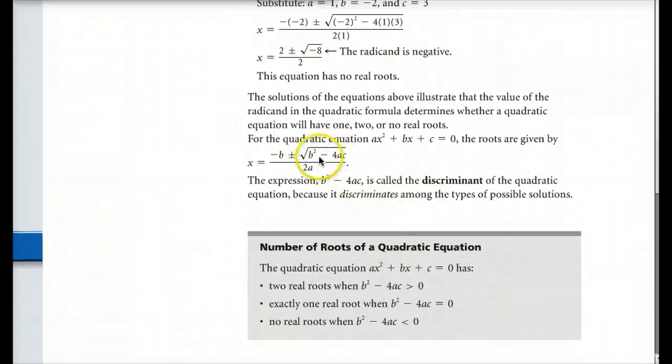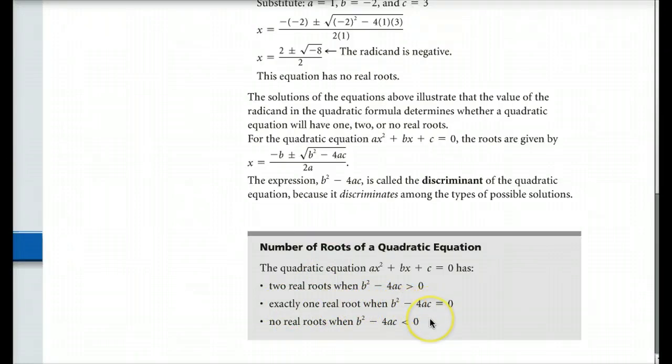The second case is, what if the discriminant b squared minus 4ac equals 0? Look back here, if this equals 0, there's no difference, you plus minus 0, right? So that means you still have two solutions, but these two solutions are identical. So basically you just have one solution, so you should have exactly one real root when the discriminant equals 0.